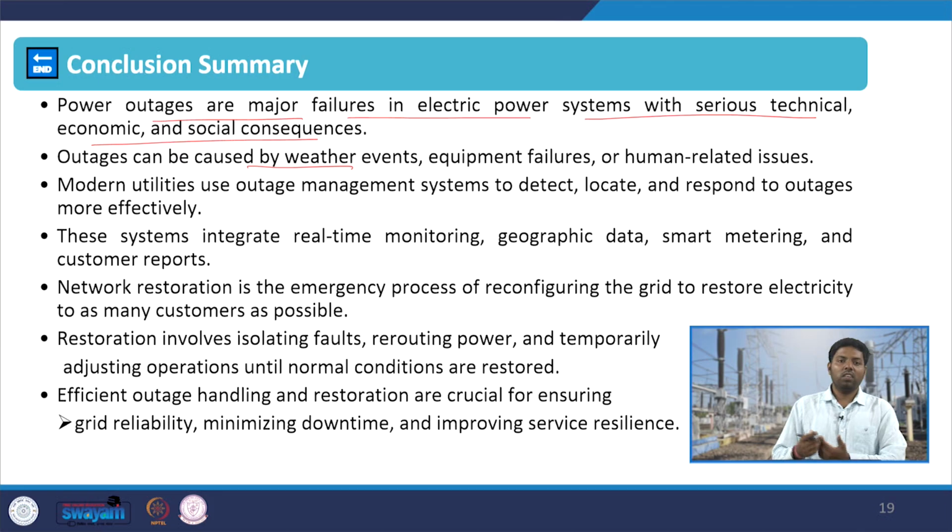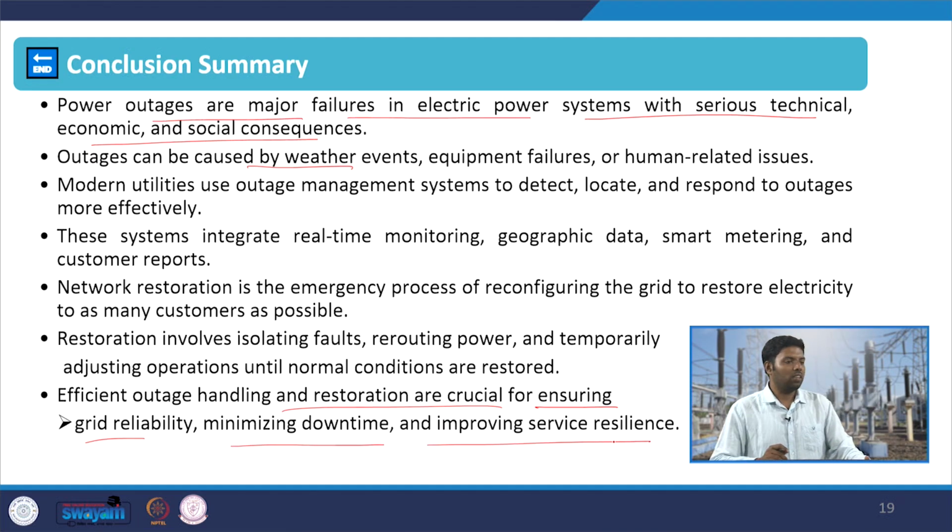During the network restoration process, when we reroute the power to the customers with the help of reconfiguration, at that time we do not consider loss minimization or economic consideration as the primary objective. We take system reliability, maximization of customer satisfaction or minimization of the interruption duration as our objective function. And efficient outage handling and restoration are crucial for ensuring grid reliability, minimizing downtime and improving service resilience.